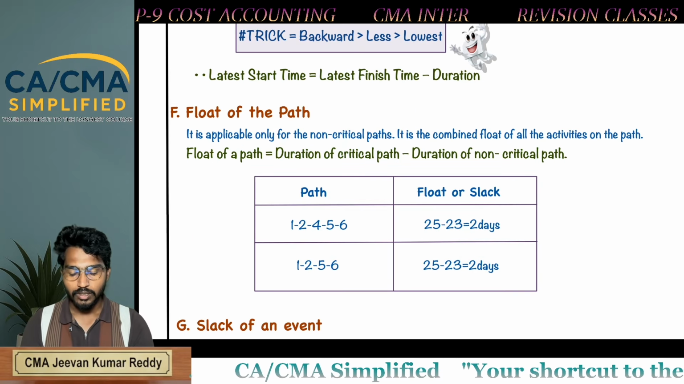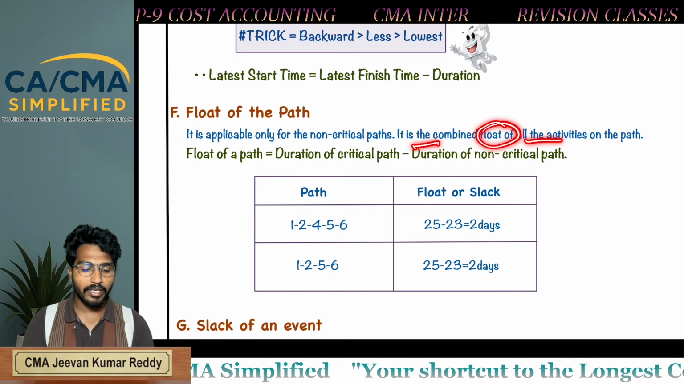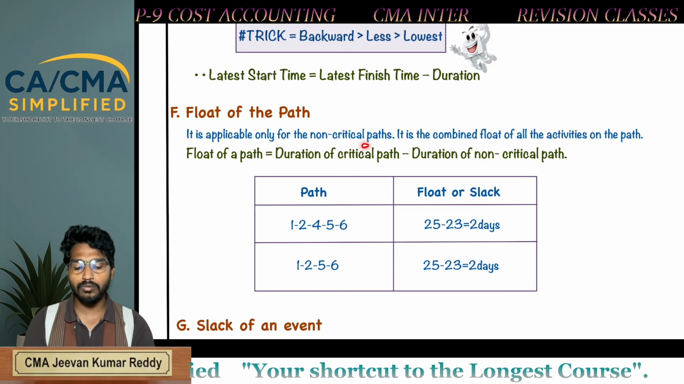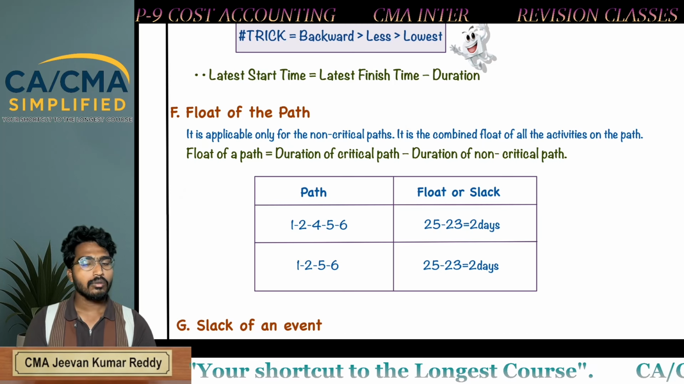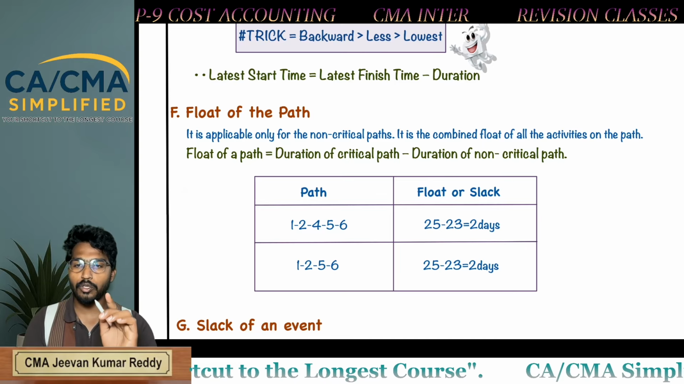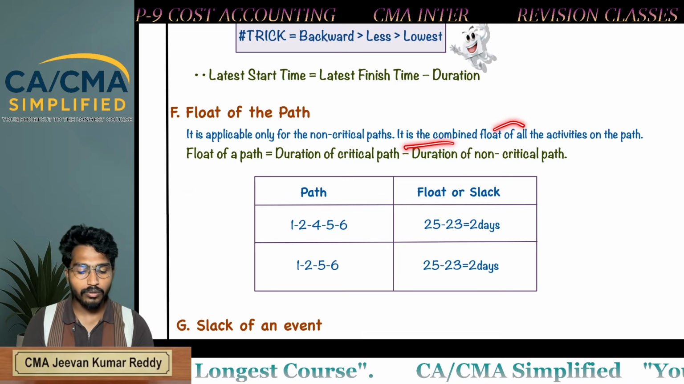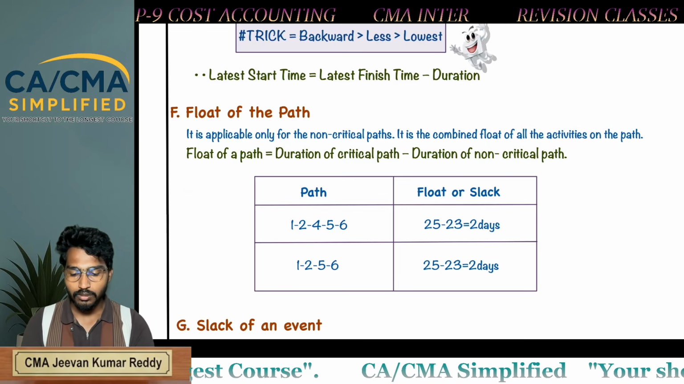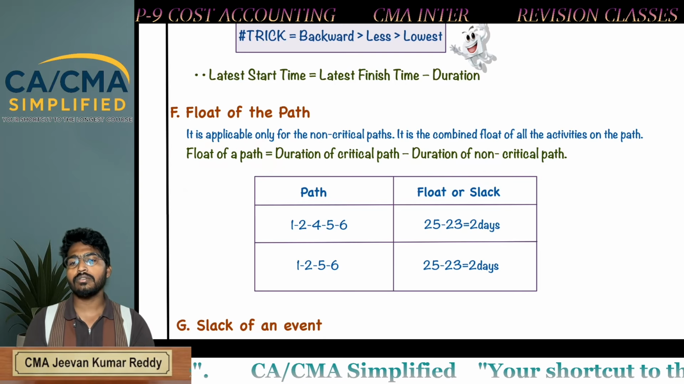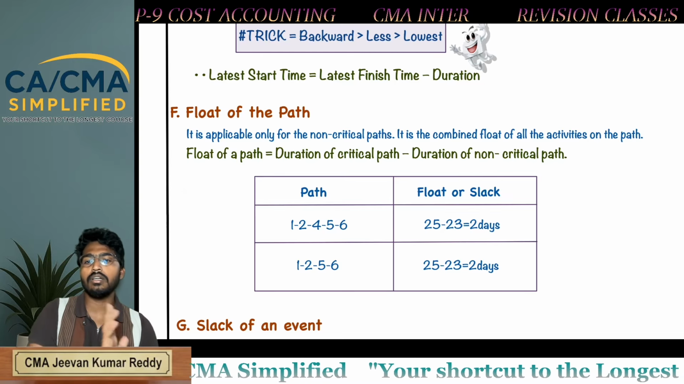Float of the path. It is applicable only for non-critical paths, because you can't delay the critical path. If you delay the critical path, your project will also be delayed. It is the combined float of all activities on the particular path. Float of the path is equal to the duration of the critical path minus the duration of the non-critical path. So how to get float of the path? Total duration of the critical path minus total duration of the non-critical path, and you will get the float of the path.